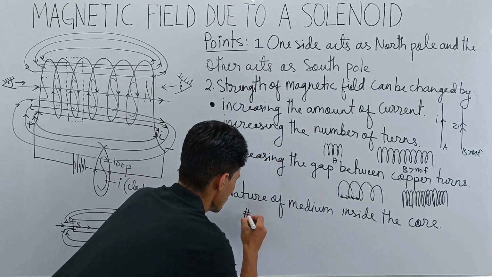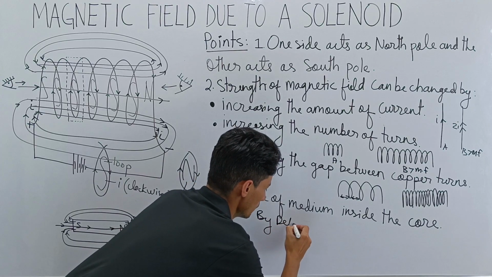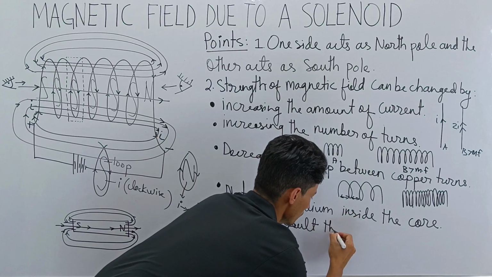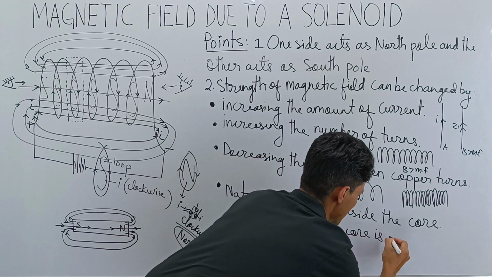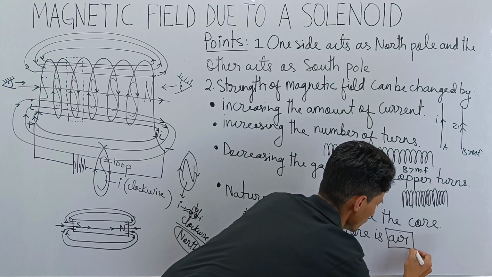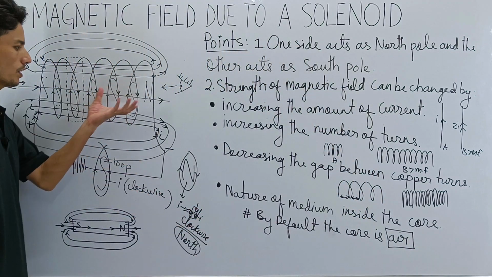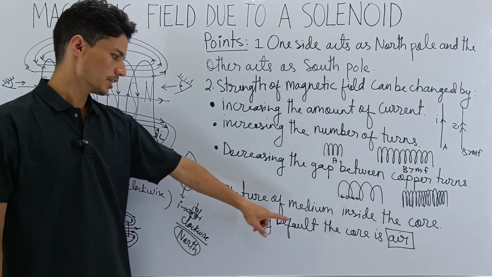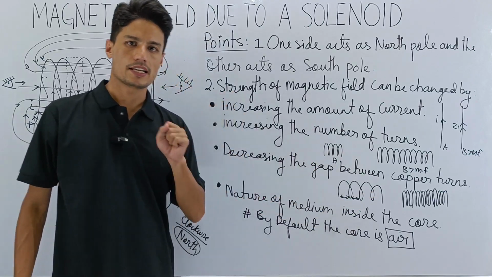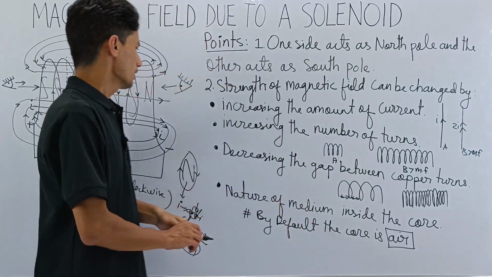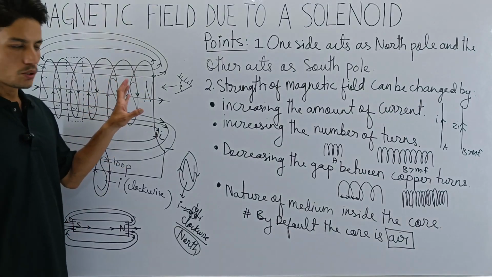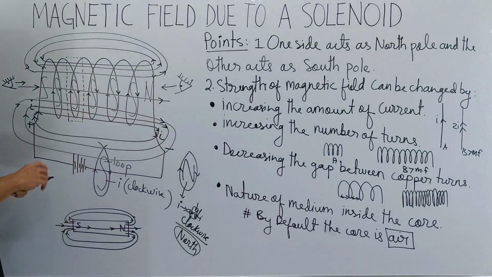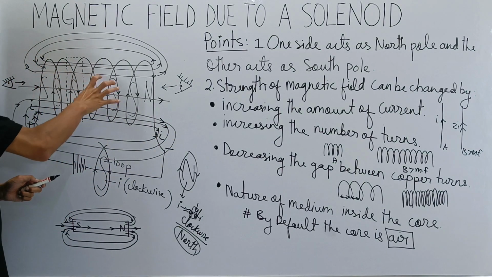Just important information: by default, the core in a solenoid is air. Remember this, very important if they ask in an MCQ. What is the core in a solenoid? By default, it will be air. But I want to be very clear that the core can be changed. Currently in a solenoid, nothing is present inside the core, it is air only.